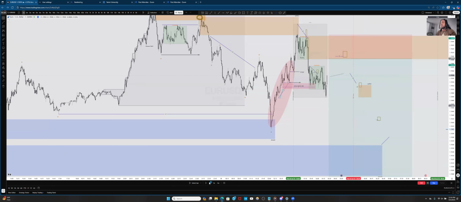So this is what happened. Because I got my change of character, got my break of structure, and price mitigated my zone, all things that I like to see to confirm an A plus setup coming out of a POI. So what happened? Price came and mitigated the zone, all while building up liquidity to let me know these are the liquidities we're going to sweep on our way down.